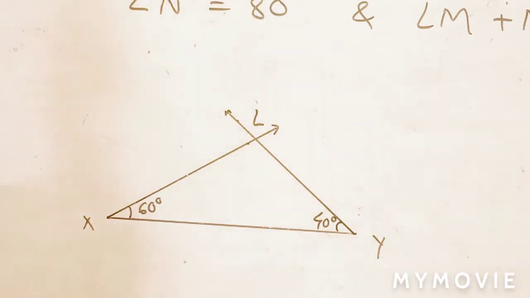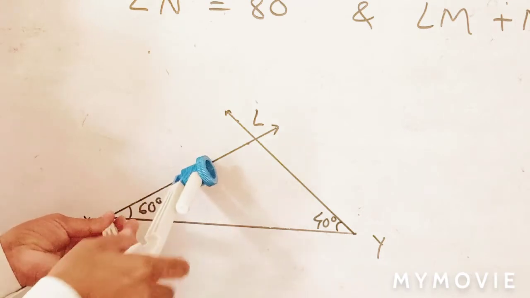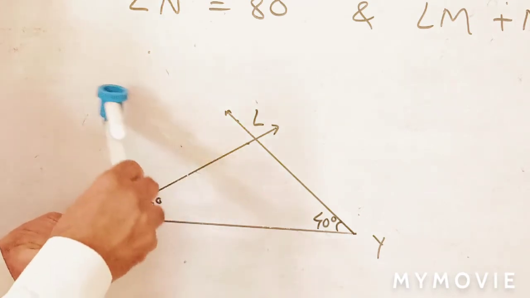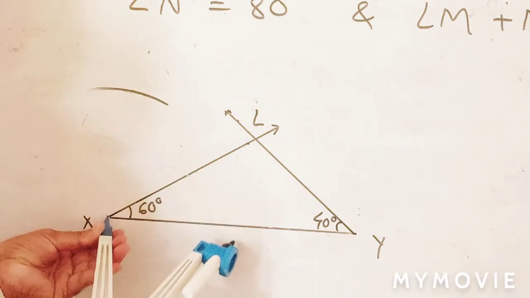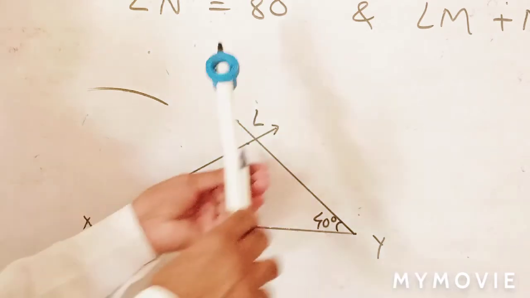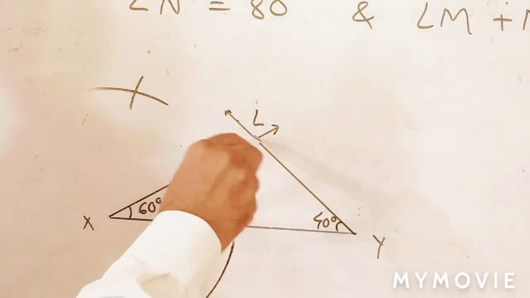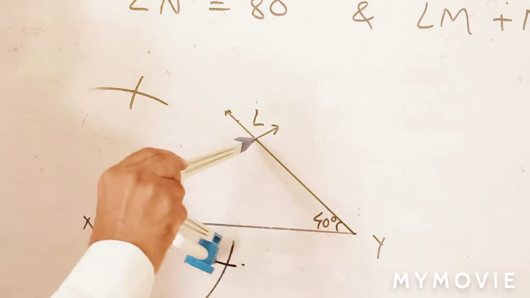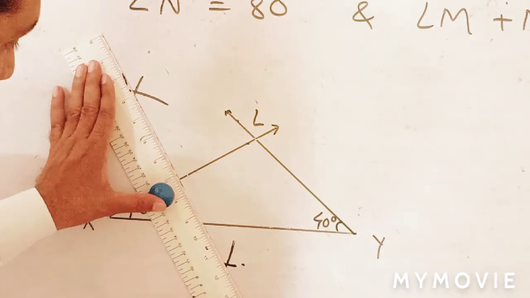After that we have to draw perpendicular bisector of LX and LY. From X by taking more than half distance, from X arc on both side, either side of LX in this way. Then from L let them intersect. At the same time you can do here also, but there will be confusion. Therefore first we will draw perpendicular bisector of this.